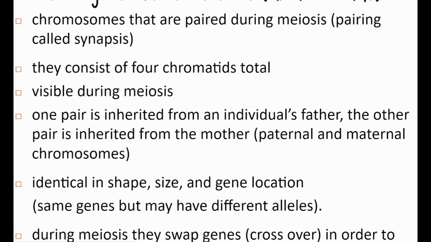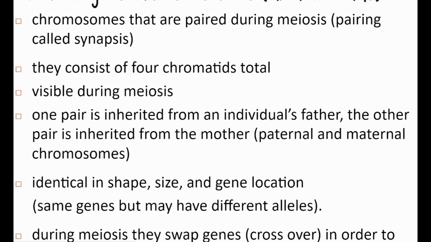Now, something really important to understand involving homologous chromosomes. We know that, especially in prophase 1, or in the very beginning of meiosis, those chromosomes are going to pair up. Now, the place in which they pair up is called the synapsis. They're going to consist of 4 chromatids in total, which is why we call them tetrads. They are going to be visible during this stage of meiosis.